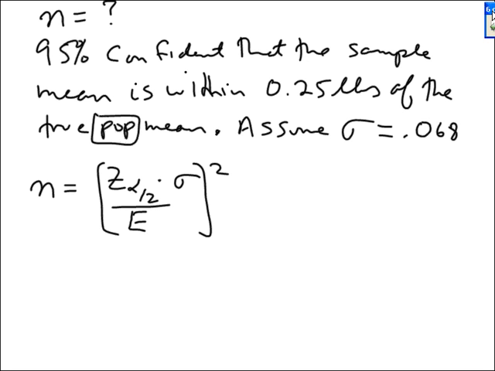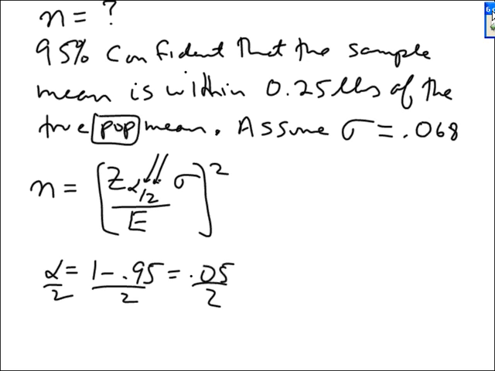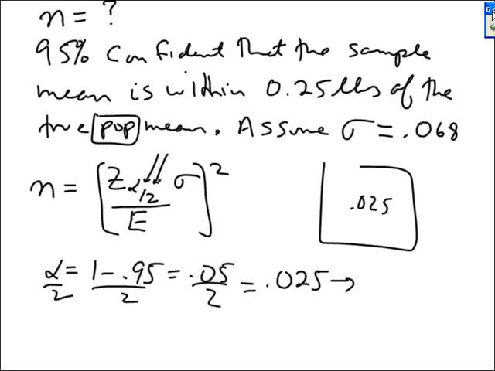And we have to find z sub alpha over 2. Well, alpha is 1 minus the confidence level, 0.95, which is 0.05. You divide it by 2 because the formula says divide it by 2. Whatever you do, don't go against the formula. And for 0.025, when you find that in the interior of the z table, it is going to have 1.9 to the left and 0.06 above, for a z-score of 1.96.